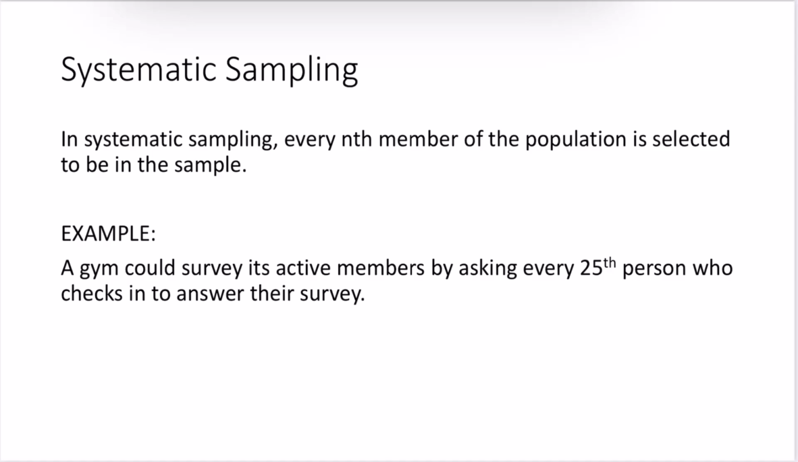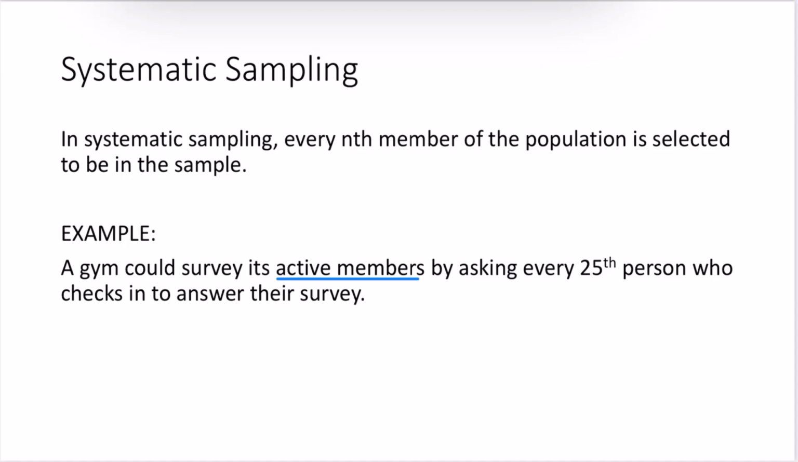So the key here is that you would have to be measuring the population of active members, because if you wanted to measure the population of all of its members, the inactive members may not be coming into the gym, and so this method wouldn't work. But if you wanted to survey the people who do come to the gym regularly, then this would be a good way to get a sample from the population of everybody who does come to the gym regularly.